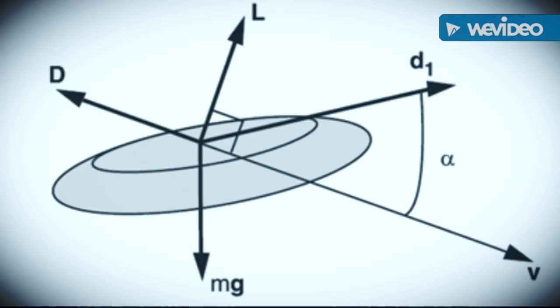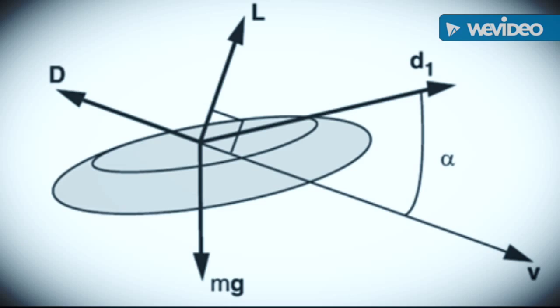This diagram shows the forces on a Frisbee in flight. The arrow V shows the direction of flight, V stands for velocity. The downward arrow MG is the weight of the Frisbee. The backward arrow D is the force of drag. The upward arrow L is the force of lift. Both lift and drag change as a function of the angle of attack, which is A, and is shown here as the difference between the direction of flight and the direction the Frisbee is pointing.